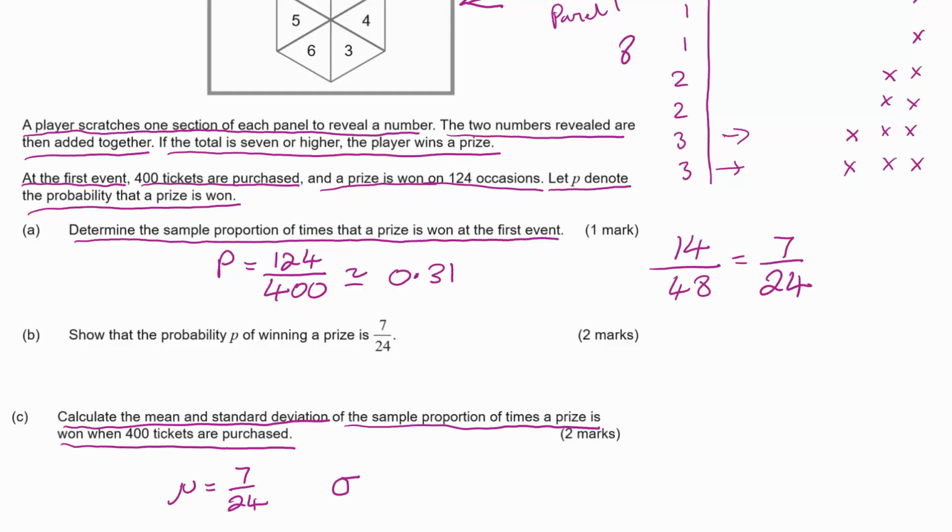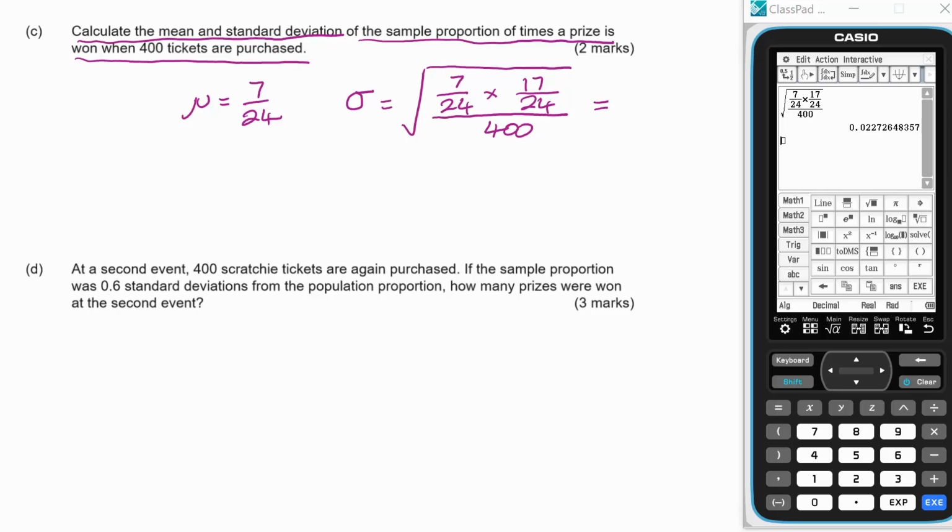Now for sample proportions, we are going to have a standard deviation, which is the square root of P times 1 minus P. So 1 minus 7 over 24 is 17 over 24. And remember, we're doing this 400 times, so we divide by n. So we just need to calculate that. And so I've done that, and you can see that I got 0.02273.